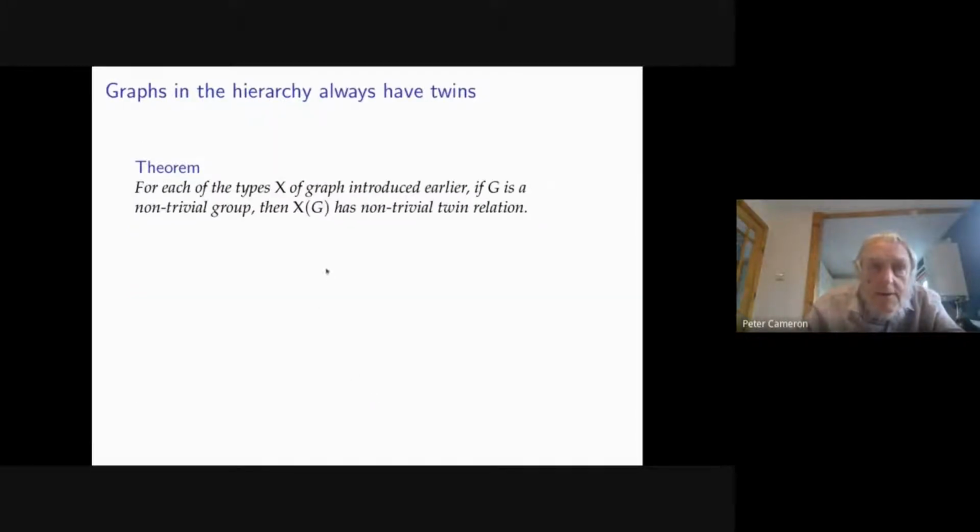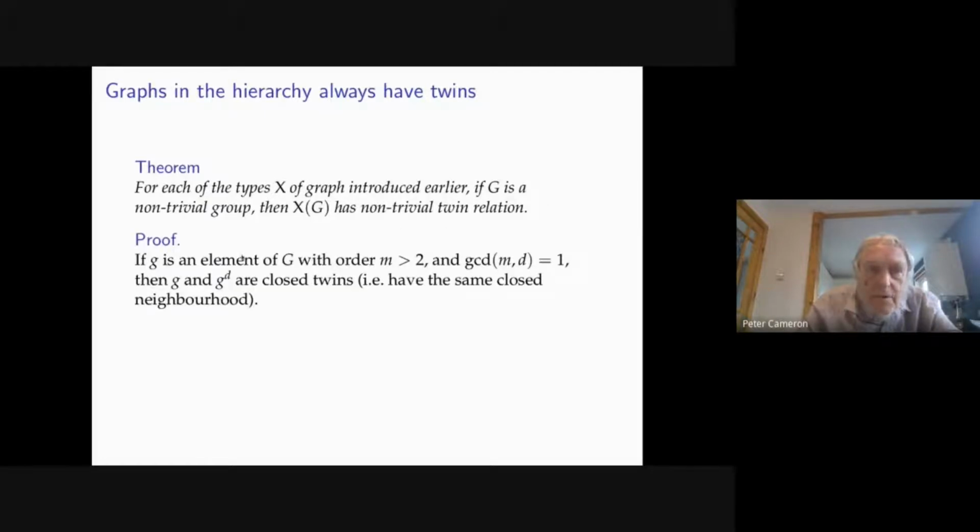Anyway, why have I been going through all this stuff about twins? Well, graphs in this hierarchy that I defined yesterday always have twins. The twin relation on any of the graphs that I've been talking about is non-trivial. And this is why. Let's suppose that your group has an element whose order is greater than 2.